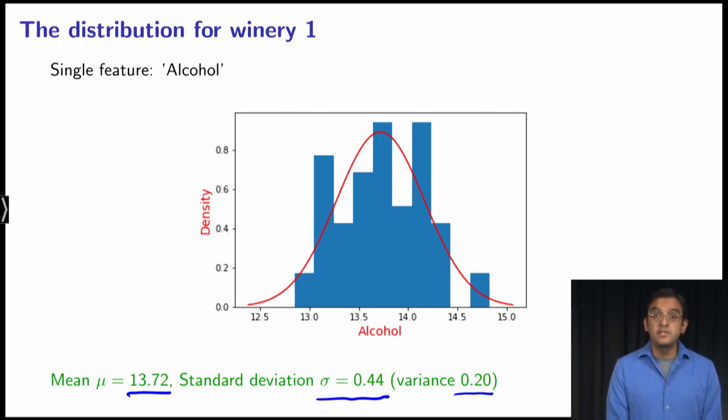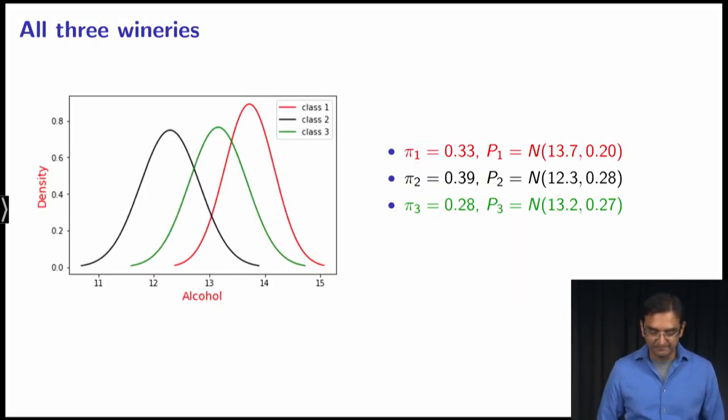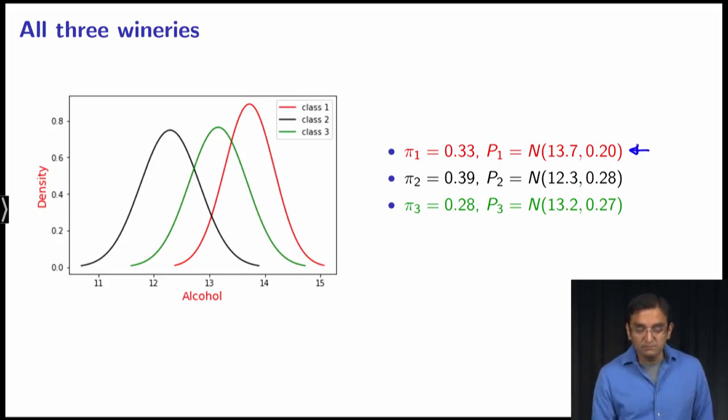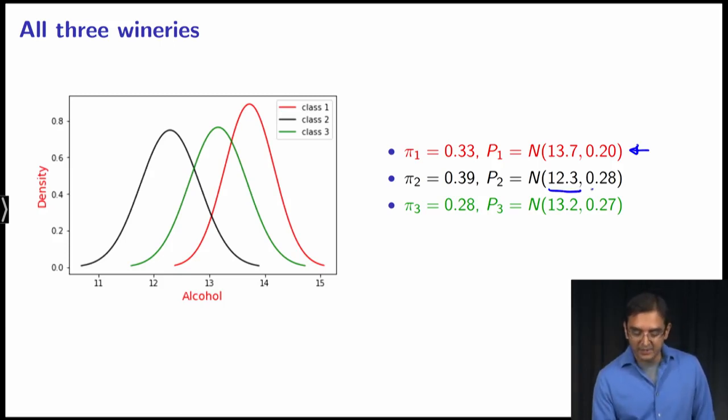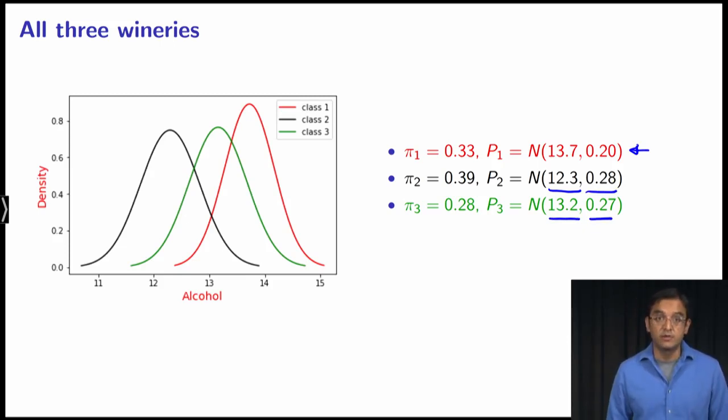So this is what we've done for winery 1, and we're just going to go ahead and do exactly the same thing for winery 2 and winery 3. And this is the result. We already talked about winery 1. For winery 2, I think we had 51 bottles, so 51 numbers, and their mean was 12.3, and the variance was 0.28. And for winery 3, the mean was 13.2 and the variance was 0.27. You can see the three curves over here. These are P1, P2, and P3, the distributions for each of the three classes.